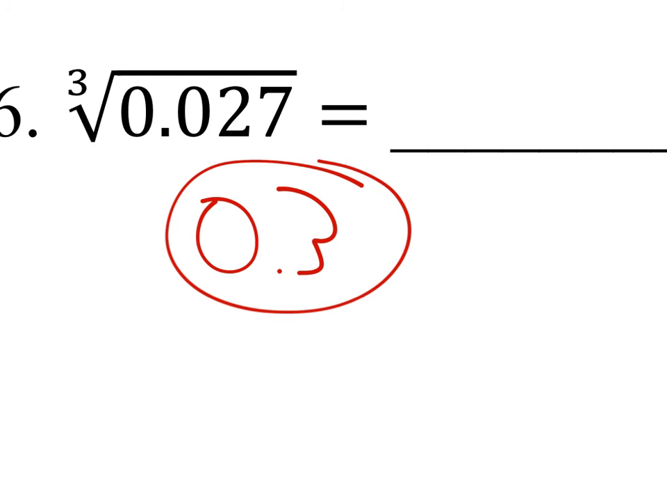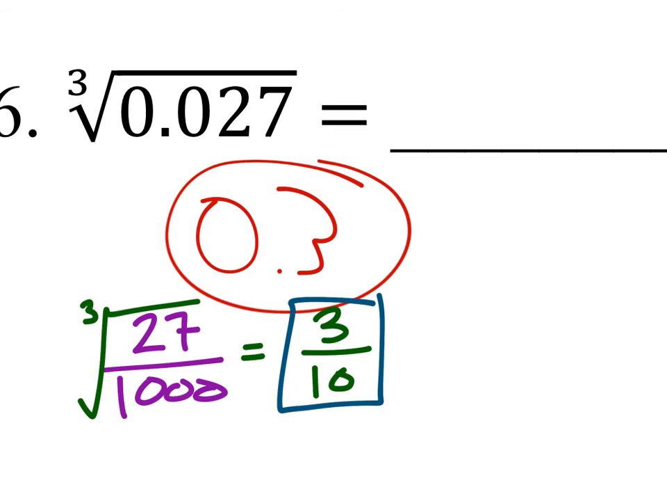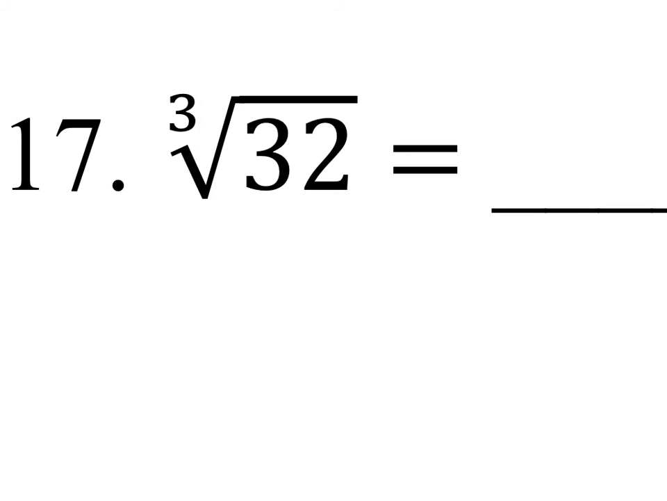Yeah. So we can use a calculator to do this, but on a test you've got to show some work. So again, I would change this into a fraction. That'd be 27 thousandths. And if we take the cube root of both of these, the cube root of 27 is 3, the cube root of 1000 is 10, and that's just the decimal form of this fraction. That's how you would show your work.